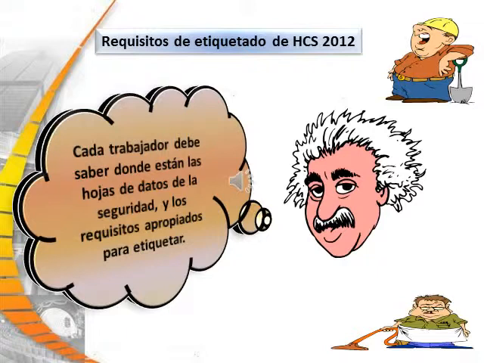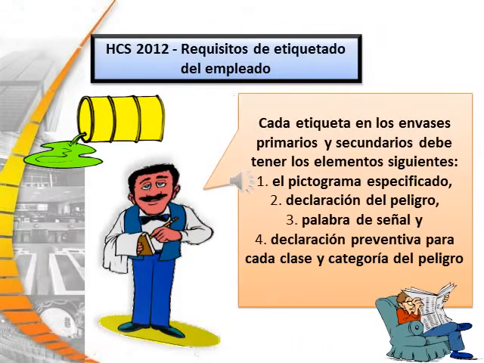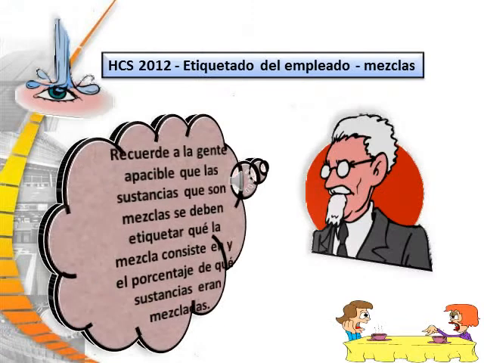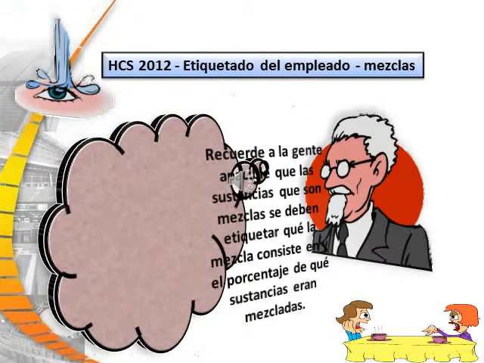HCS 2012 labeling requirements require that every worker know where the safety data sheets are, as well as what the proper requirements are for labeling. Every label on the primary and secondary container should contain the following elements: the specified pictogram, a hazard statement, signal word, and precautionary statement. Substances that are mixtures are labeled as to what percentage of the substances are mixed.